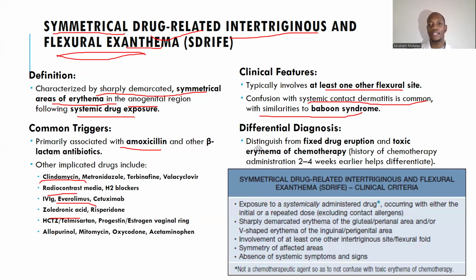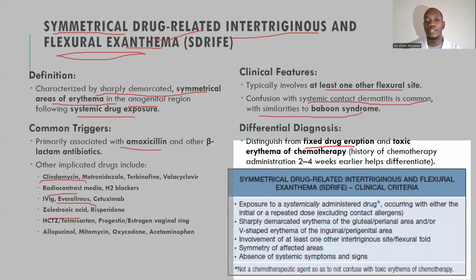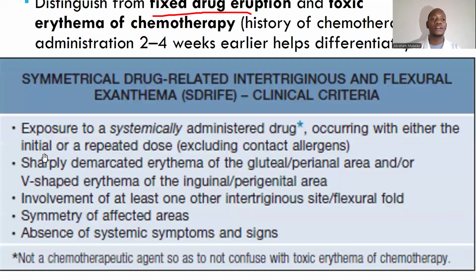So you have to be very careful to tell the difference between all these similar disease processes. In the differentials, you have to make a clear-cut difference between it and the fixed drug eruption, and then also the toxic erythema of chemotherapy, which comes when someone has been exposed to chemotherapy. It also has diagnostic criteria, and in its diagnostic criteria, we see that someone should have a history of exposure to a systemic drug, and it can occur either on the initial or even repeated doses of this drug.